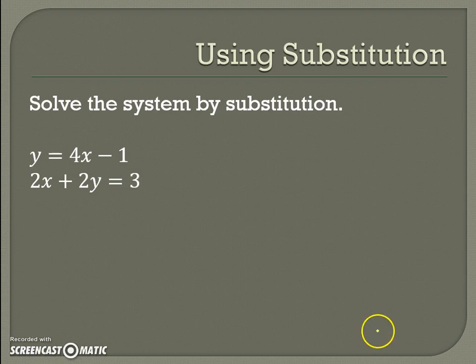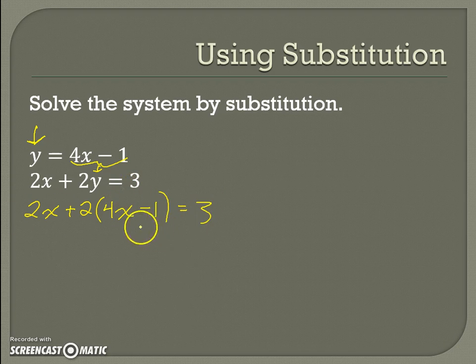Okay, so using substitution, solve the system by substitution. Anytime you have one variable that's already isolated, that's the one you want to focus on. So this says that y is equal to 4x minus 1. That means that y is the same thing as 4x minus 1. So I'm going to take this whole thing and plug it into that y. So I have 2x plus 2, and instead of writing y, I'll write in parentheses 4x minus 1, equals 3. Don't forget the other part of the equation.